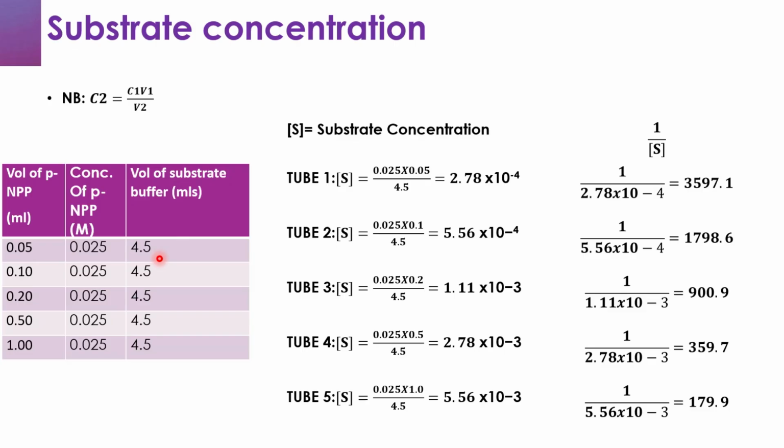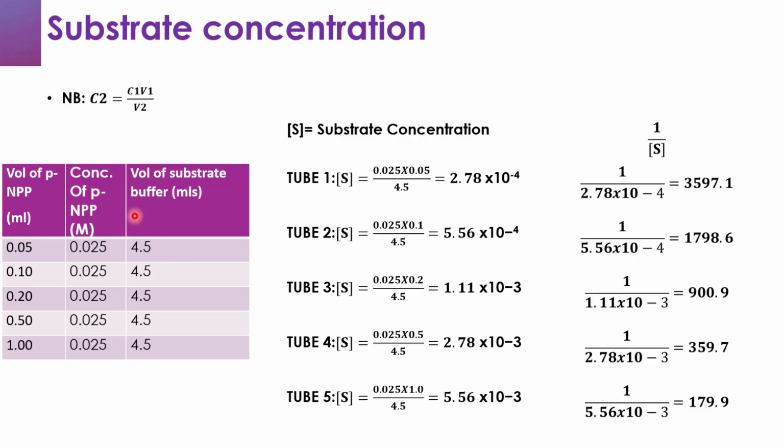So what it means is that our V2 obviously will be 4.5 mils, and the initial concentration of the substrate used in preparing the substrate buffer is 0.025 molar over here. So this one also runs through. So now let's begin to look at how the calculation will be done.